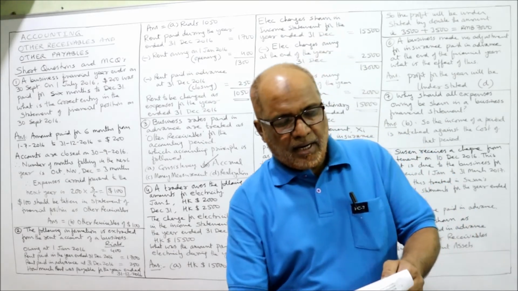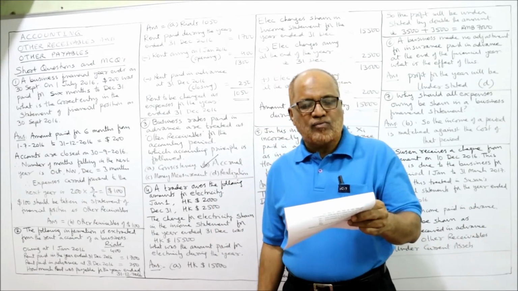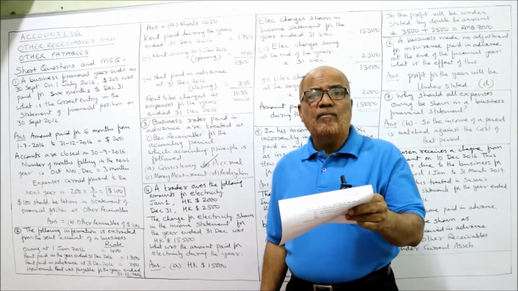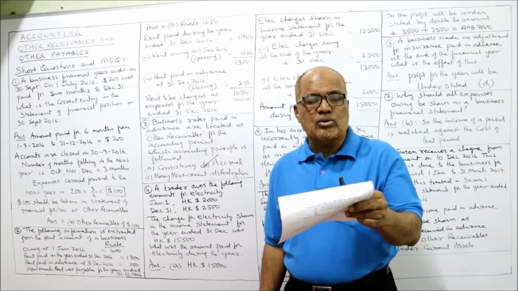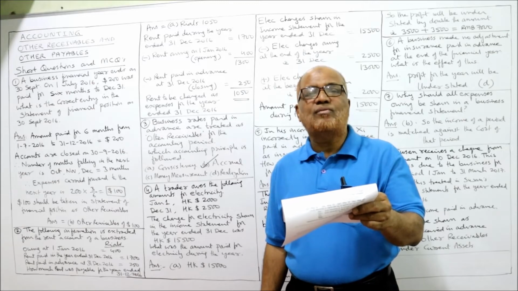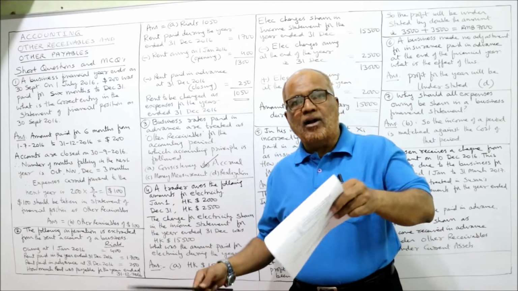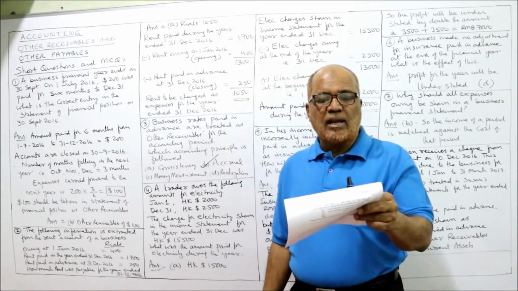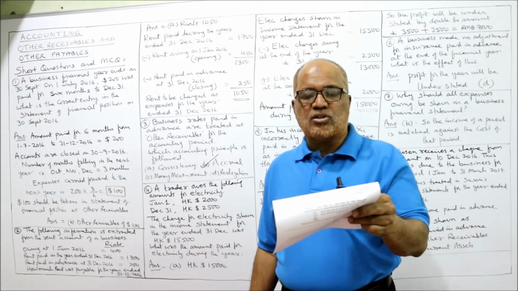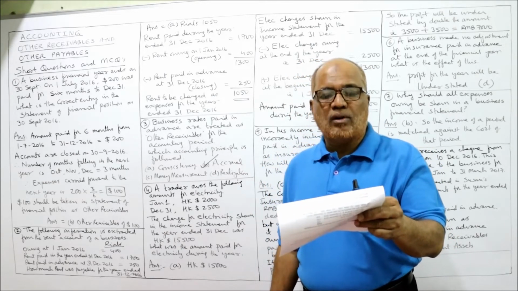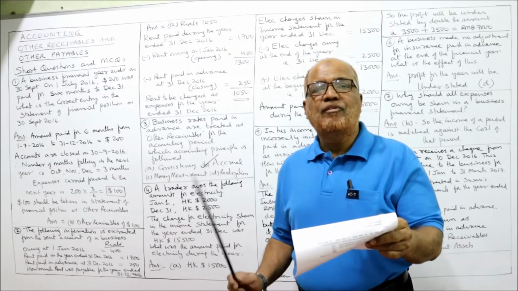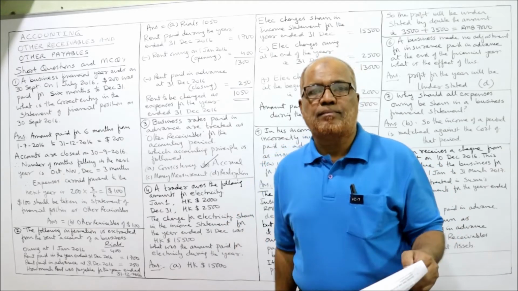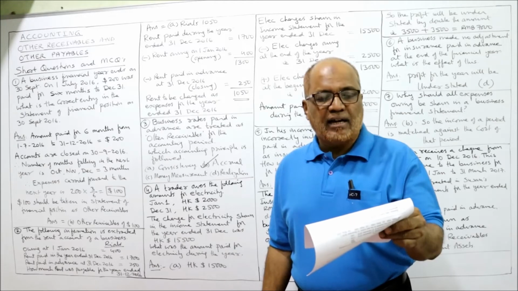Next, fourth question. A trader owes the following amounts for electricity. Owes means outstanding, payable. Beginning of the year, 1st January, Hong Kong dollars 2000. 31st December, Hong Kong dollars 2500. These are the outstanding electricity bills. The charge for electricity shown in the income statement for the year ended 31st December was Hong Kong dollars 15,500. So 15,500 is the electricity charges taken as expense in income statement.